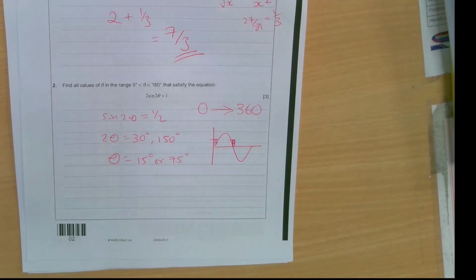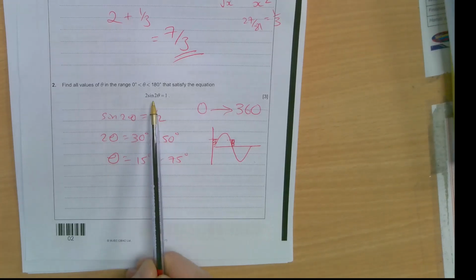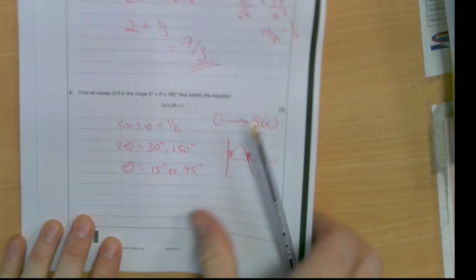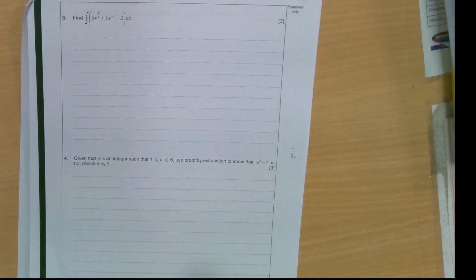That's it for 3 marks. Happy days. Don't forget what I said. Chuck it back in. Literally type in 2 sine brackets 2 times 75 brackets, press equals, and your screen should say 1. Number 3, what's number 3?